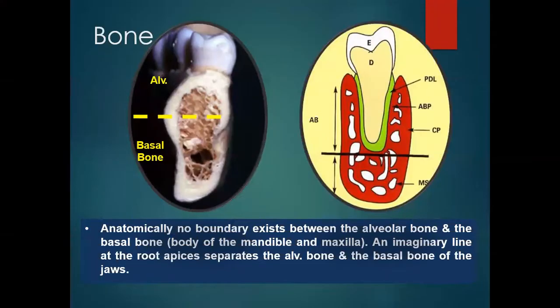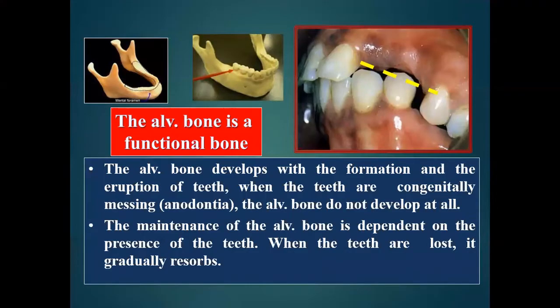Coming to the bone, anatomically we don't have any difference between the alveolar bone and the supporting basal bone. An imaginary line at the root apex separates the alveolar bone and the basal bone. The alveolar bone develops with the formation and the eruption of the tooth. When the teeth are congenitally missing, the alveolar bone does not develop. So the alveolar bone is not a regular bone, it is a supporting bone of the tooth. If there is no tooth, there will be no alveolar bone. The maintenance of the alveolar bone is dependent on the presence of teeth. When the teeth are lost, it gradually resorbs.